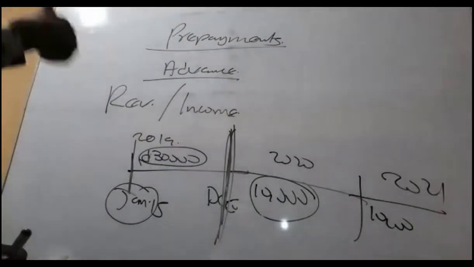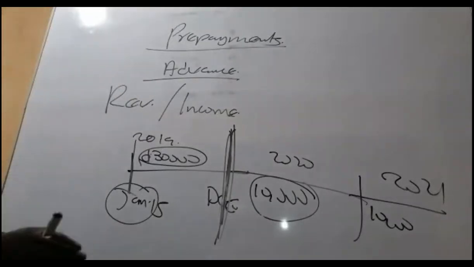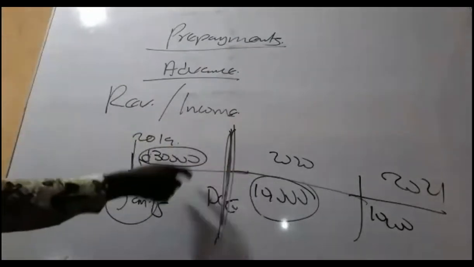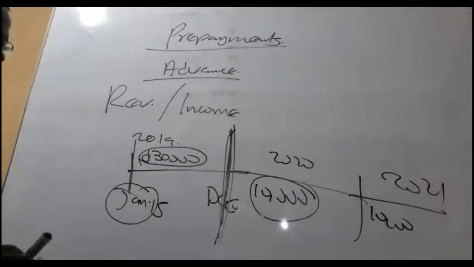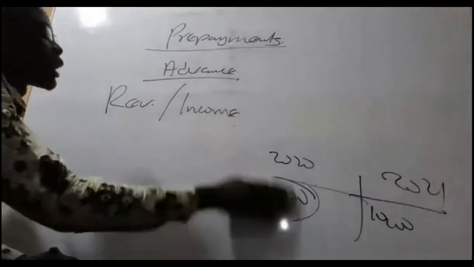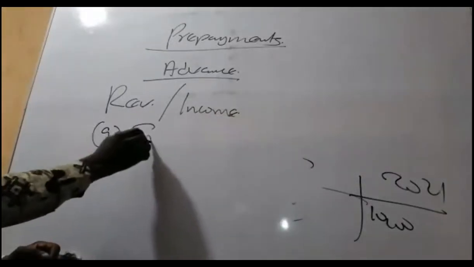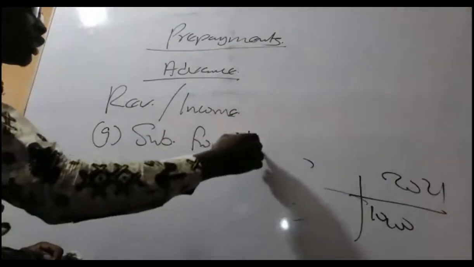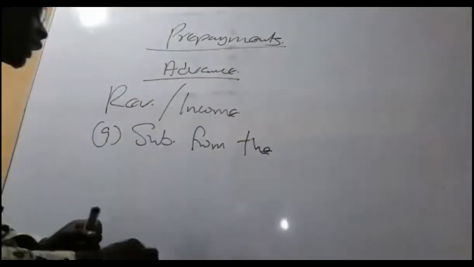It's coming from the accrual concept. Transactions must be recorded as and when they occur, not when cash is paid or received. This transaction that we paid for is not for this year, so it must be taken off. So the entries will be like this: subtract it from where? From the related revenue or income.